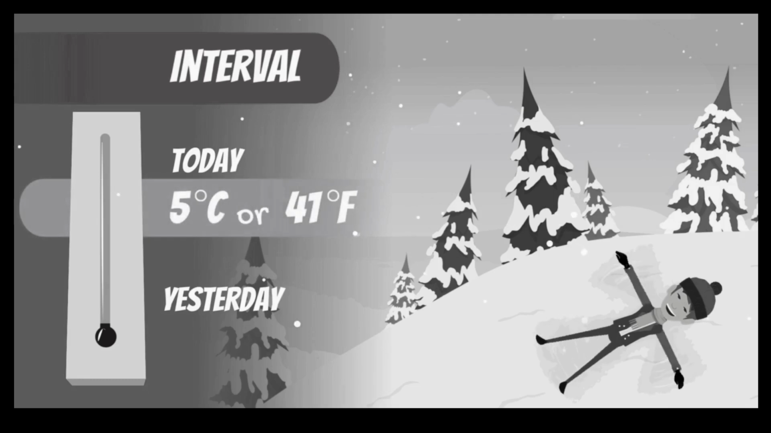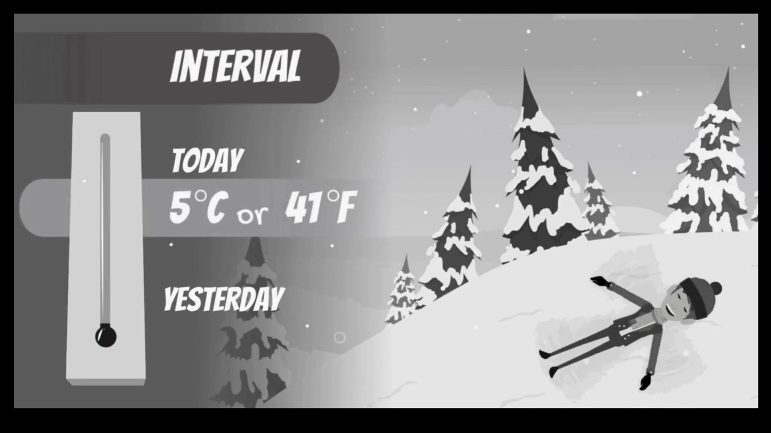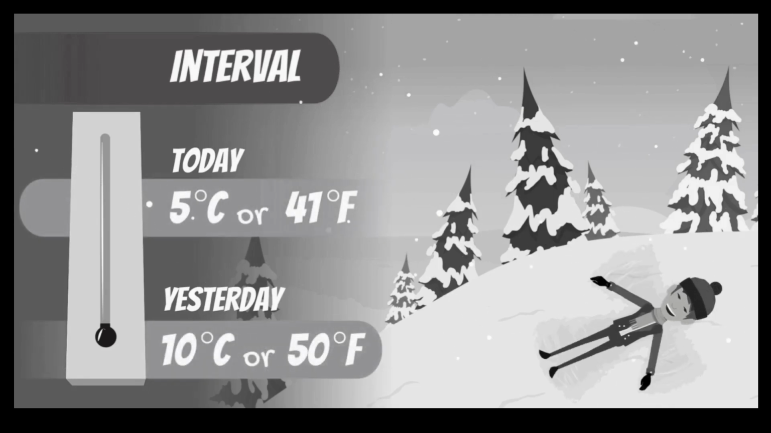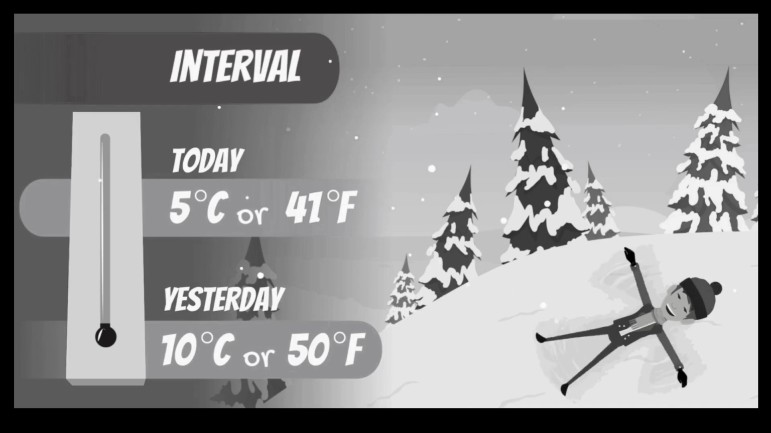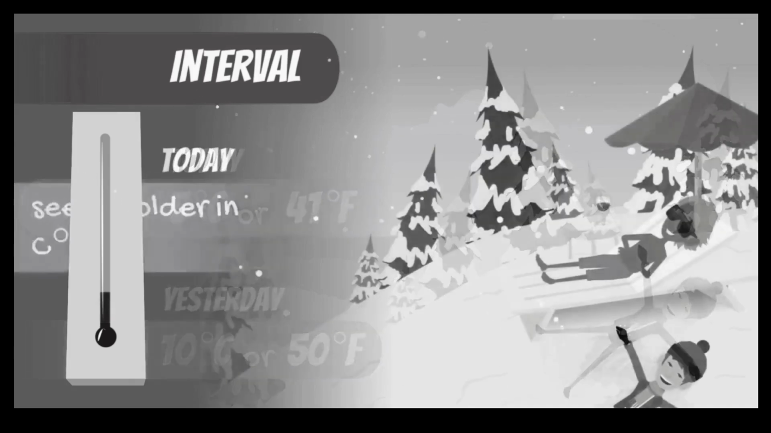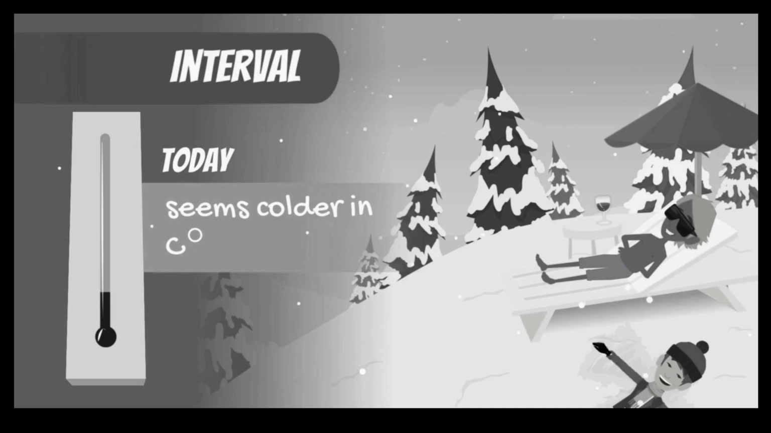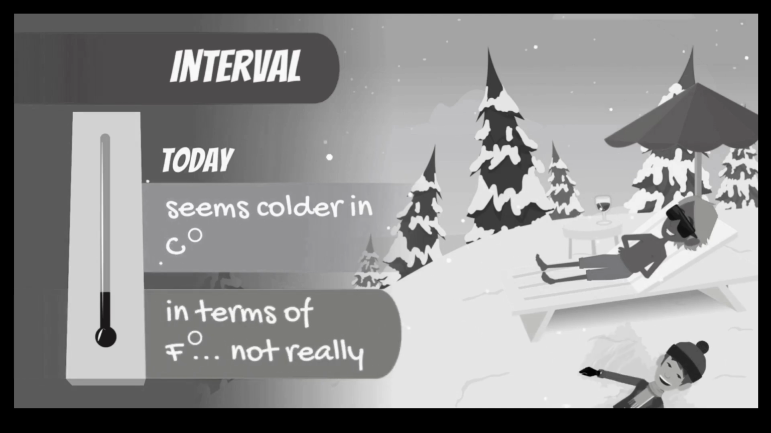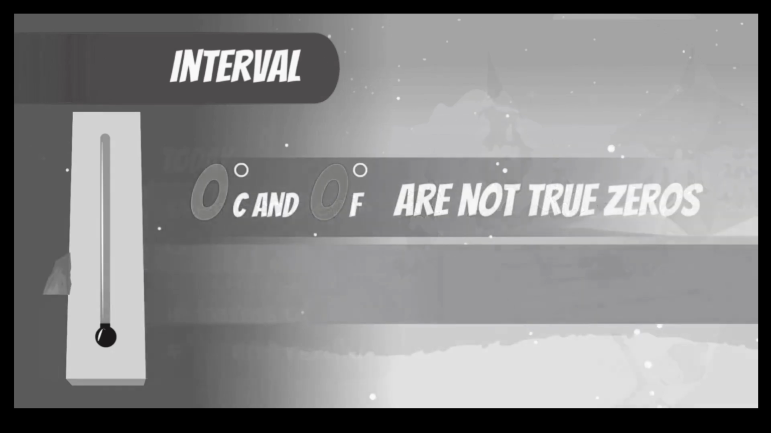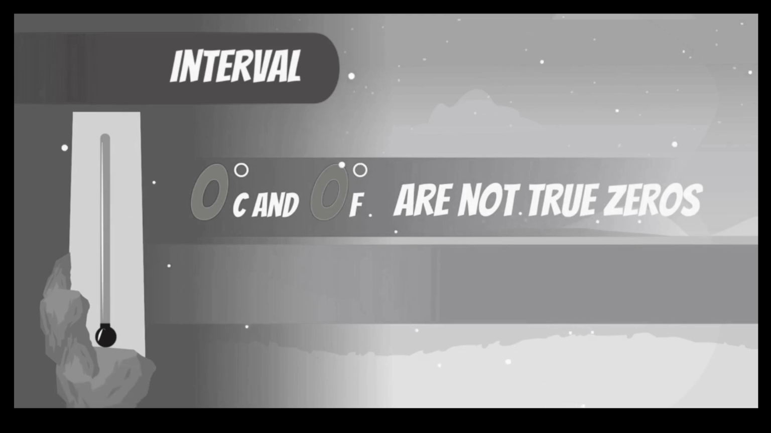Say today is 5 degrees Celsius or 41 degrees Fahrenheit, and yesterday was 10 degrees Celsius or 50 degrees Fahrenheit. In terms of Celsius, it seems today is twice colder, but in terms of Fahrenheit, not really. The issue comes from the fact that 0 degrees Celsius and 0 degrees Fahrenheit are not true zeros. These scales were artificially created by humans for convenience.